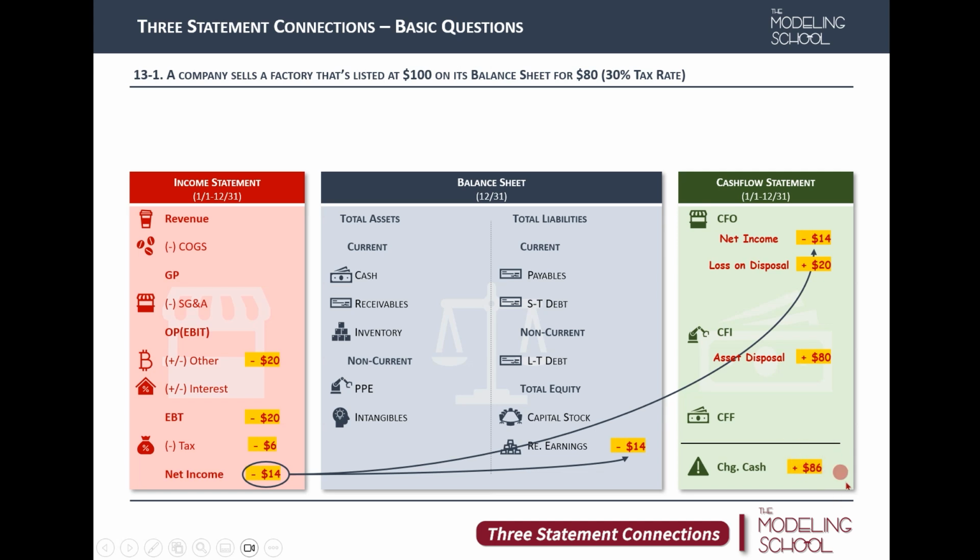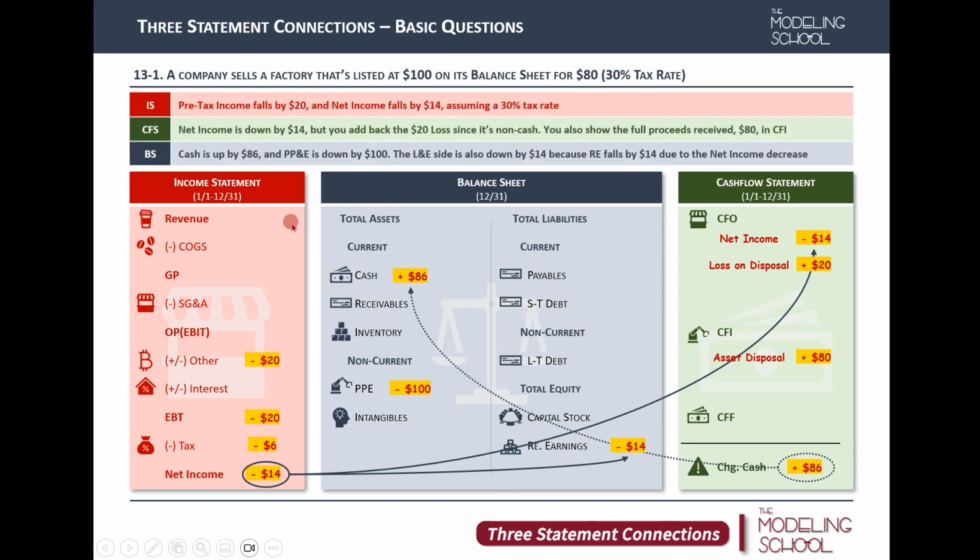And we can see that $80 comes from asset disposal, so you have received $80. And the remainder, $6, is the tax shield effect. Changes in cash would increase cash by $86. And we remember that the book value of this asset was $100, so PPE is down by 100. So in the end, it balances: minus 14 on the liabilities and equity side and minus 14 on the assets side as well. This one is a little bit more complicated than the cases that we have seen before.